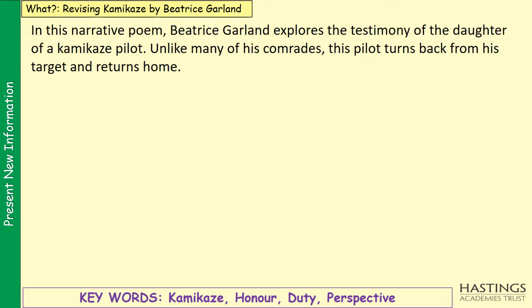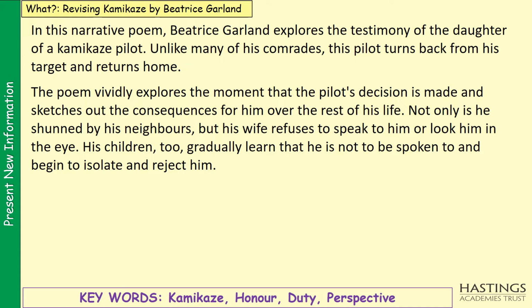In this narrative poem, so it's a narrative poem because it tells us a story about something that happened, Beatrice Garland explores the testimony of the daughter of a kamikaze pilot. And unlike many of his comrades, this pilot returns back from his target, he returns from his mission, and he goes home. The poem explores the moment that the pilot's decision is made and sketches out the consequences for him over the rest of his life.